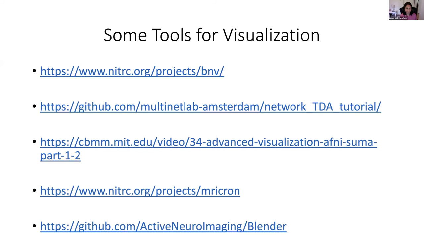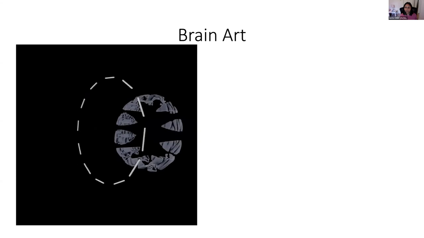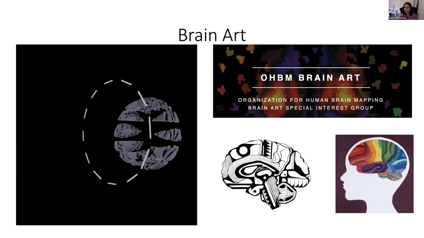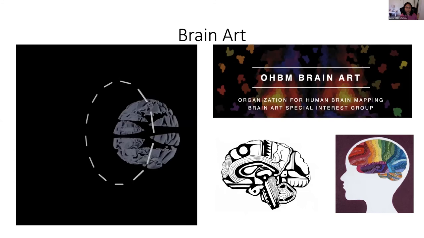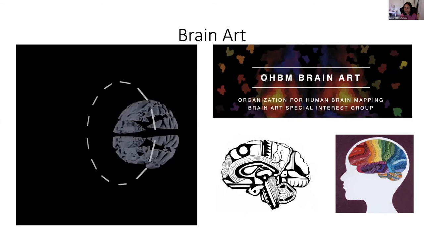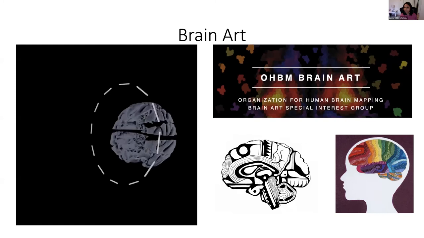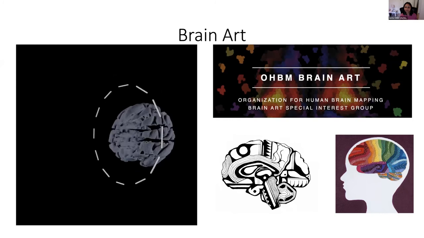And the final thing I wanted to mention is that sometimes the figures we make for our papers are art. They end up being visually very stunning and beautiful. And in recognition of this, the Organization for Human Brain Mapping many years ago started the Brain Art Special Interest Group, and every year has a competition for people to submit their beautiful images in very creative forms. There's even a category called Beautiful Mistake, where if you tried to make a figure for a paper but ended up making a mistake that looked really cool, you can submit that as part of the competition.